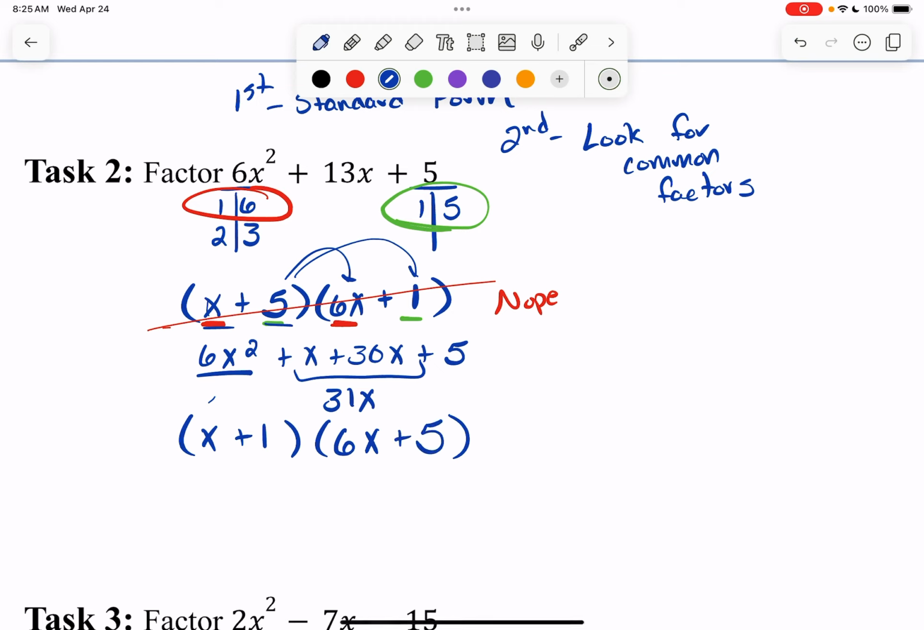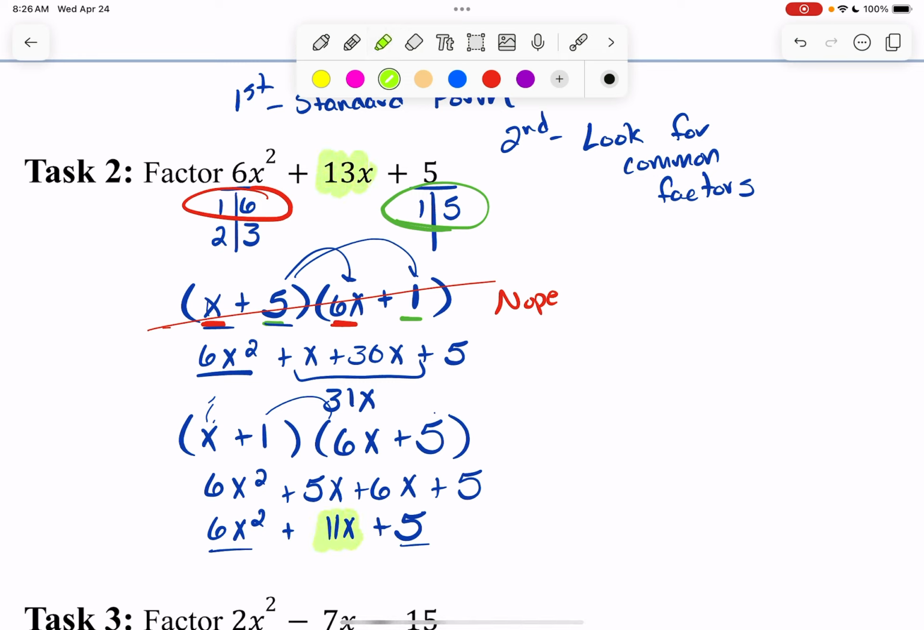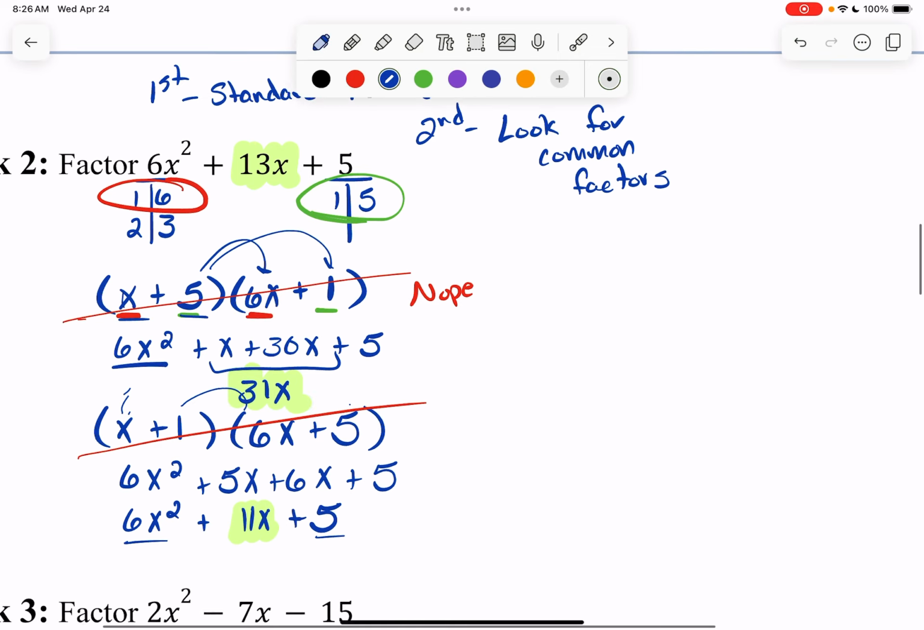Okay. And again, we distribute that out. So x times 6x is 6x to the second. X times 5 is 5x plus 6x plus 5. So we end up with 6x to the second plus 11x plus 5. We're closer. First terms work, second terms work, but that middle term is not working. We want to get to 13x. That will give me 31. Okay, so that one didn't work either. So we're like, nope. Okay, so we tried the 1 and the 6 with the 1 and the 5. Those didn't work. So now let's go to the 2 and the 3.